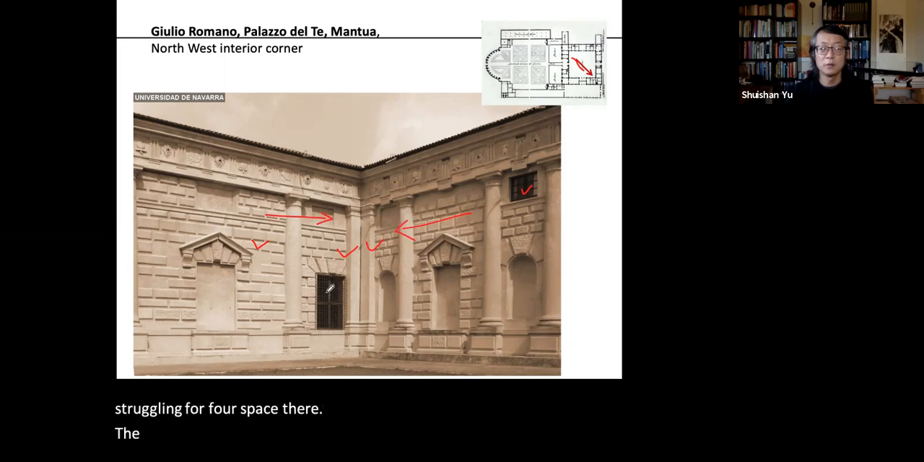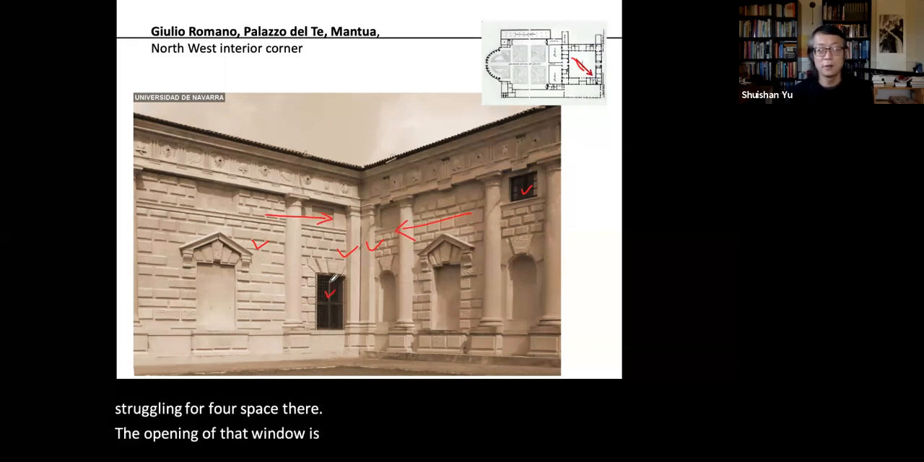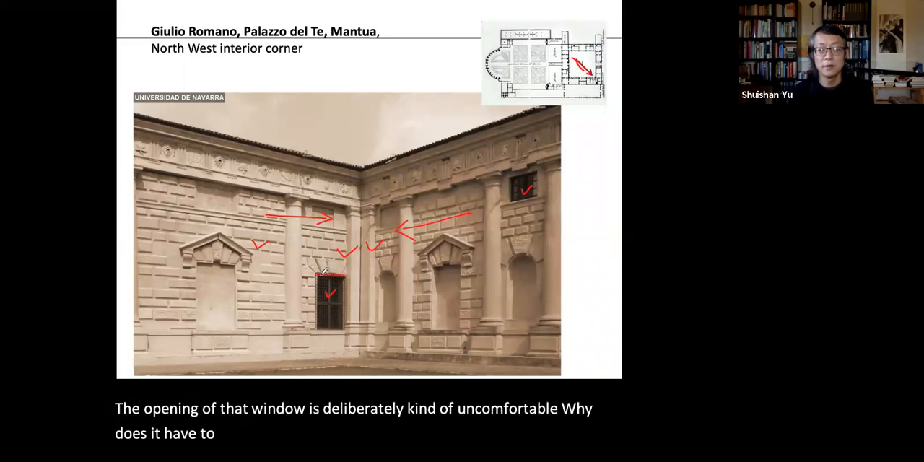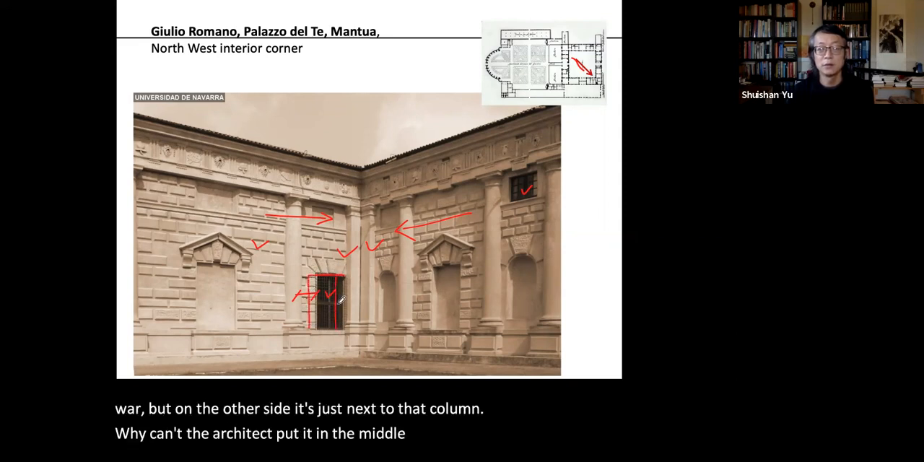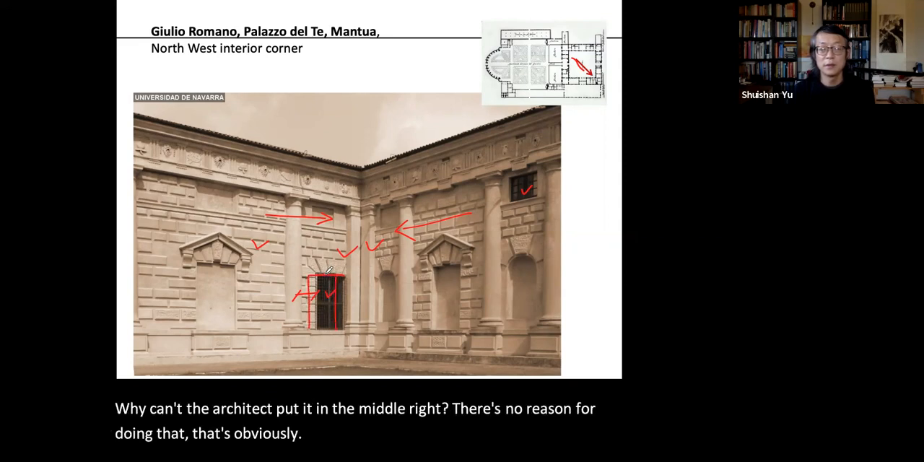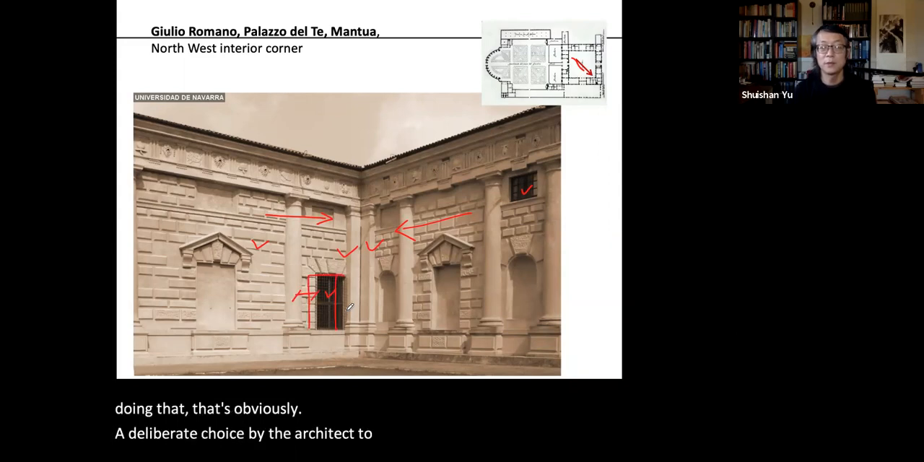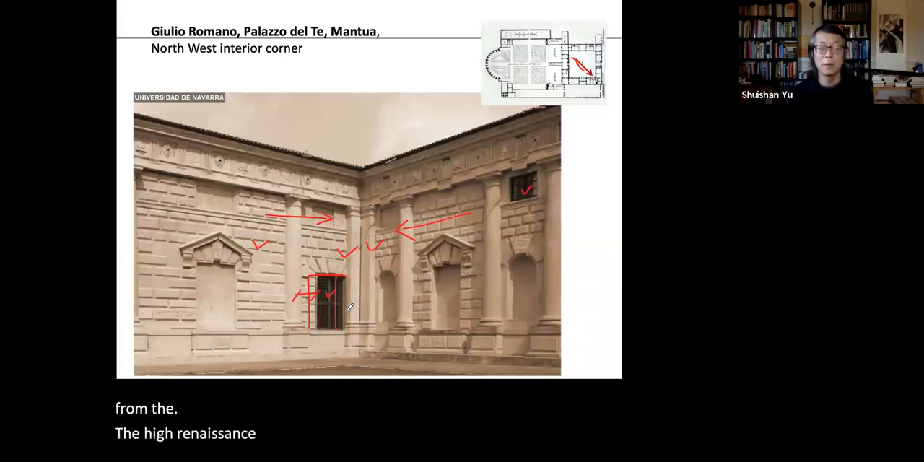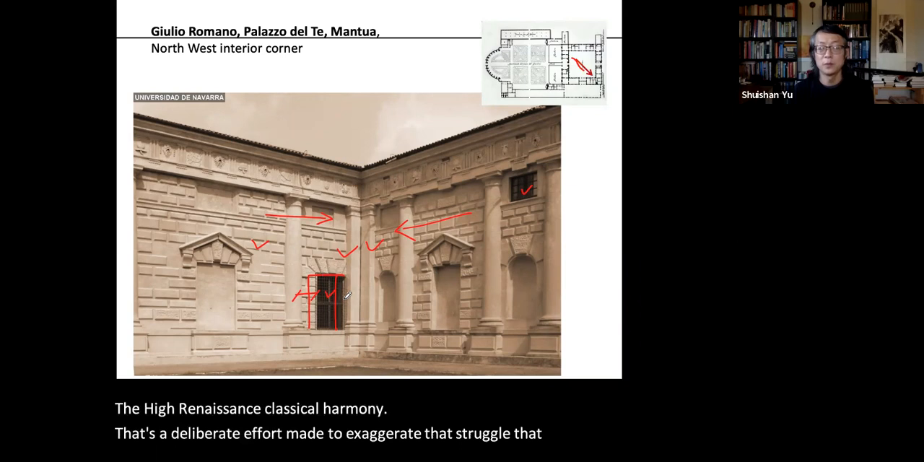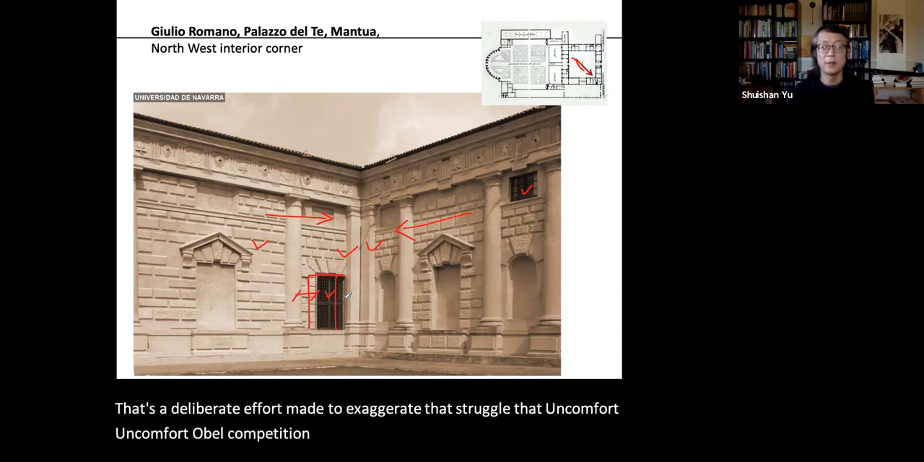The opening of that window is deliberately kind of uncomfortable. Why does it have to be opened that way? On one side you have a section of wall, but on the other side it's just next to that column. Why can't the architect put it in the middle, right? There's no reason for doing that. That's obviously a deliberate choice by the architect to create that tension, to break away from the High Renaissance classical harmony. That's a deliberate effort made to exaggerate that struggle, that uncomfortable competition among architectural elements.